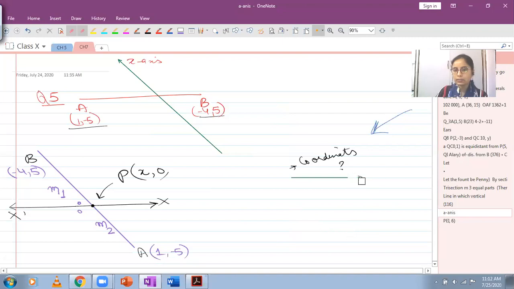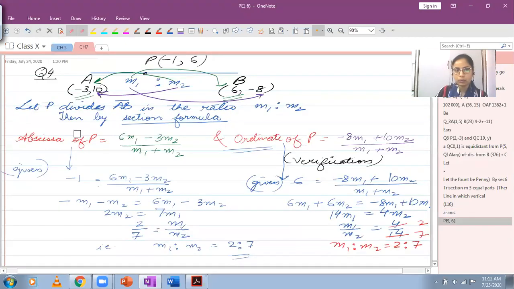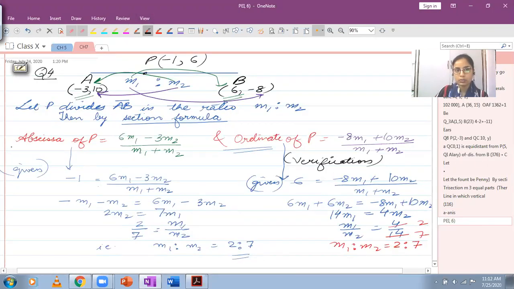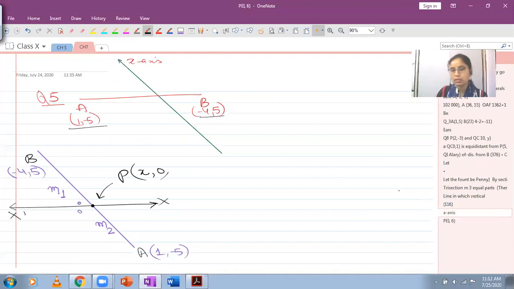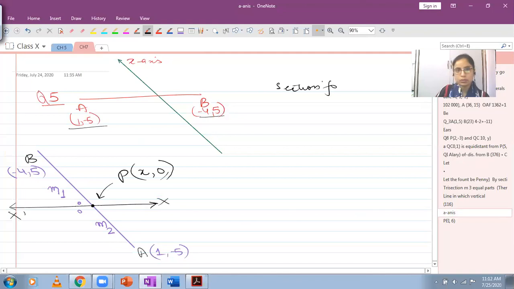And when I did the last question, question number 4, using the abscissa was helpful. When I did that question, take a look. I compared the abscissa. I used the abscissa. I had the abscissa as -1, and with the help of the formula I was able to find out the ratio. But if I do the same in this question, if I try to solve with the help of the abscissa, this question will not get solved.